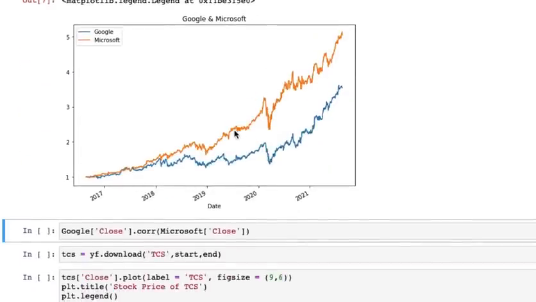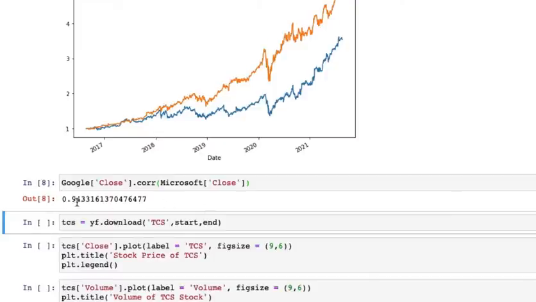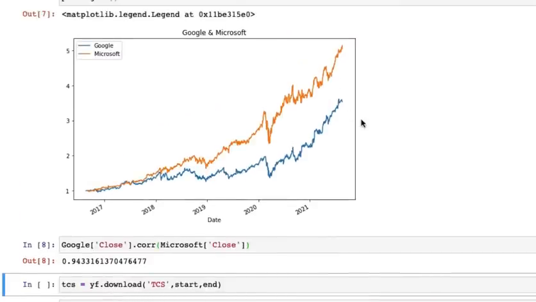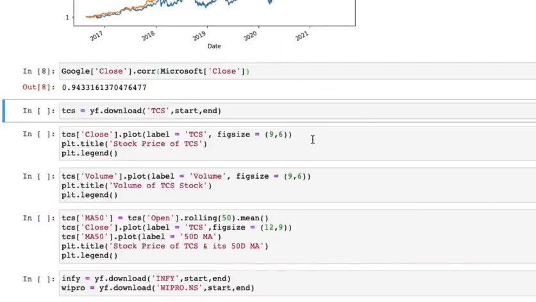So if we plot that curve, we know that Google and Microsoft have a pretty similar kind of trajectory, though their growth is really not of the same order, but still they have a pretty similar trajectory. It means there would be a pretty strong relation between them. So they have a 0.9433 correlation, which is pretty high and pretty understandable as well based on this graph which we have obtained.